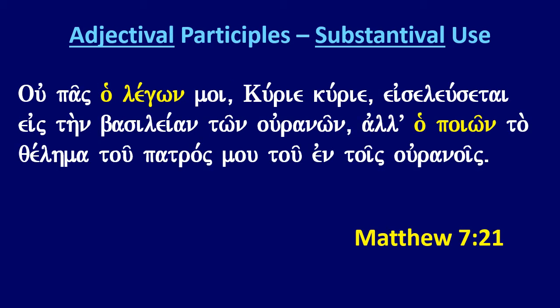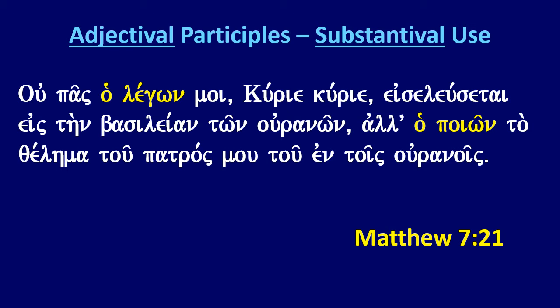Now in Matthew 7:21, we have an example of the adjectival participle again, but instead of being used attributively, here it's used substantively. In other words, it's used like a subject, in essence, like a title or a noun. And you'll see two participles here in this sentence. They're both present participles, both masculine. You know that not only by the case ending, legon and poion, but also by the article preceding each.